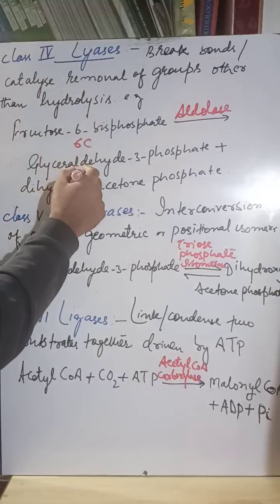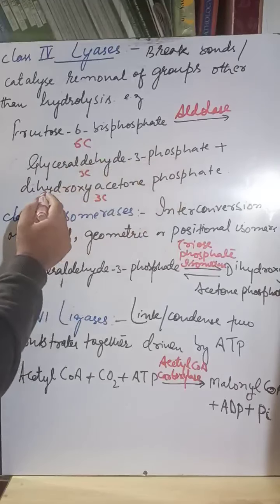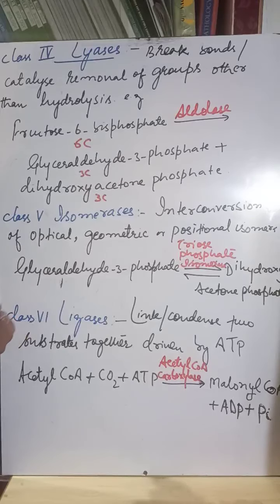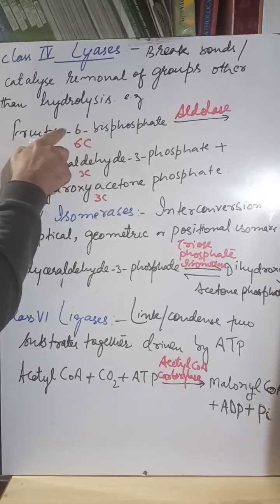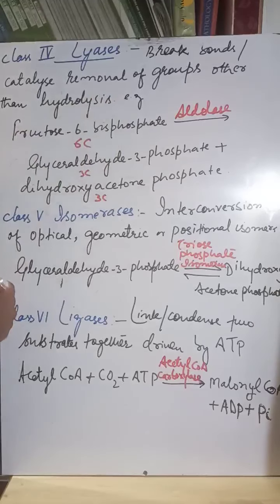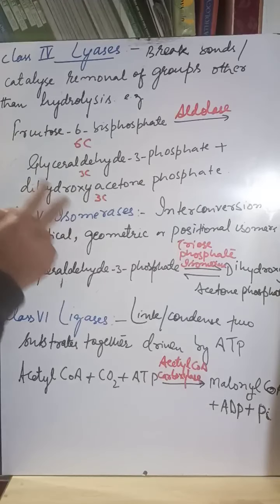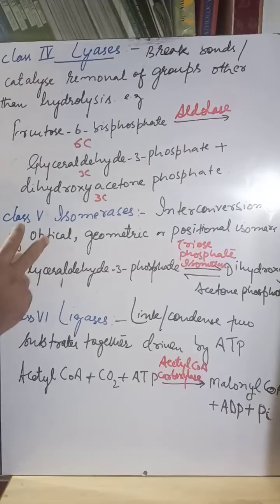It breaks it into 2 compounds, each 3 carbon: glyceraldehyde 3 phosphate and dihydroxyacetone phosphate. So it breaks the bond here and gives rise to the 2 compounds, 3 carbon each. This is an example of the lyases. Remember that it does not require water. It breaks the bonds, but by mechanisms other than hydrolysis.